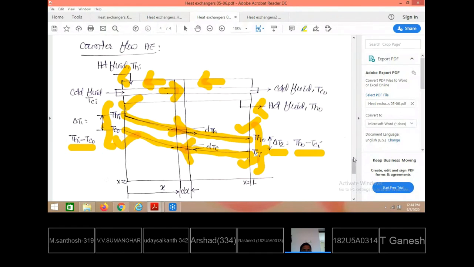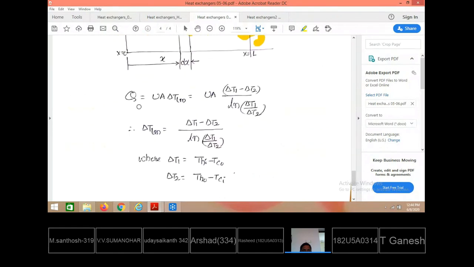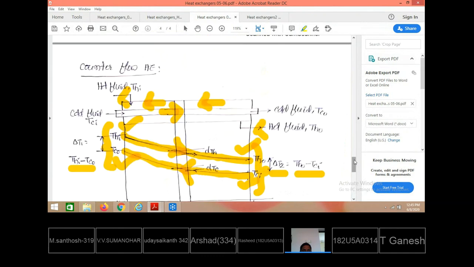The other relations are the same as what we have just derived. Q equals UA delta Tm, which is also written as UA into delta T1 minus delta T2 by ln of delta T1 by delta T2. In this equation also, UA remains the same. Delta T LM equals delta T1 minus delta T2 over ln of delta T1 by delta T2, where delta T1 equals THI minus TC naught and delta T2 equals TH naught minus TCI. This is how delta Tm is calculated for a counterflow heat exchanger.